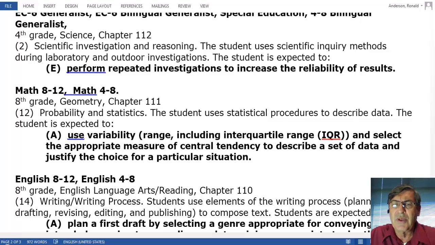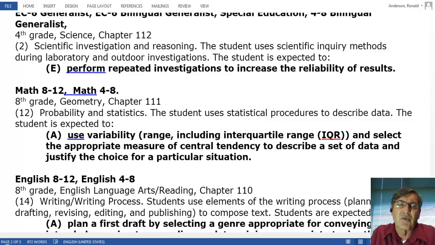I'm going to give you a few tips on how to approach the assignment for this week. Math 8 to 12 and Math 4 to 8 would do this assignment. 8th grade Geometry, Chapter 111, Probability and Statistics. Use variability, range including interquartile range, and select the appropriate measure of central tendency to describe a set of data and justify the choice for a particular situation.